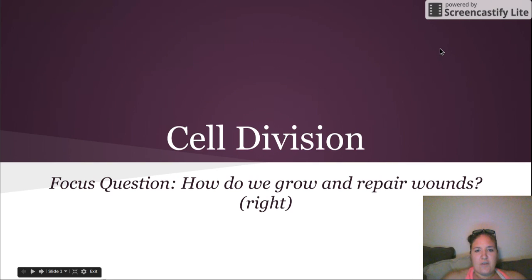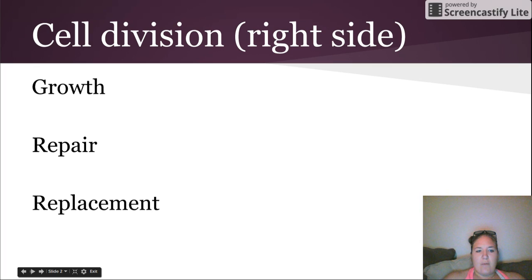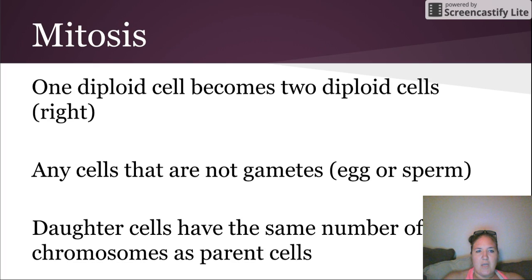Okay, so today we're going to start talking about cell division, and our focus question is how do we grow and repair wounds? So, for cell division, this is usually used for growth, repair, or replacement of cells. And the way that we do this is through a process called mitosis, where one diploid cell becomes two diploid cells. And when we're talking about diploid, we're talking about the number of chromosomes.